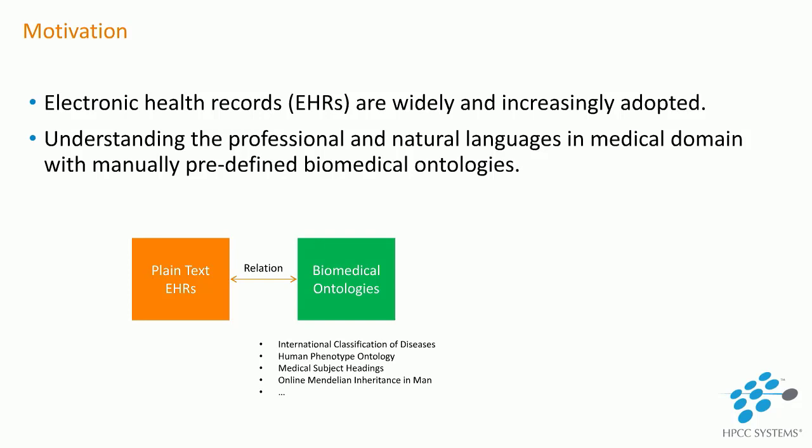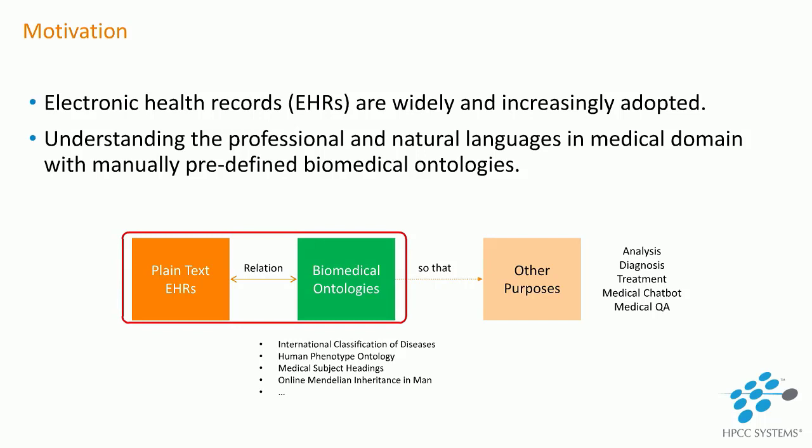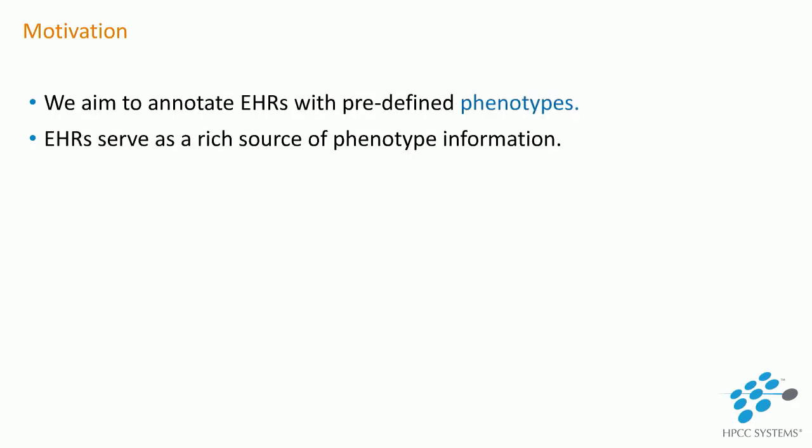How can we find a relationship between these to structuralize the EHRs, so that later we can use that for other purposes like analysis or diagnosis or treatment, for example. And for our research, we specifically focus on the red boxes, which is finding a relationship between the EHRs and biomedical ontologies. So in this work, we aim to annotate the EHRs with predefined phenotypes. And the EHR is actually a very rich resource of phenotype information.